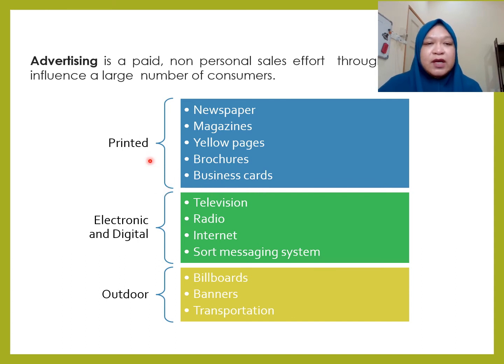We can also do advertising using electronic and digital media, using television, radio, internet, SMS, WhatsApp. And also outdoor. Outdoor, basically, we do the advertising at billboards, banners, and also transportation. Transportation means that you paste your advertising on the transport. Usually we can see it on the bus and vehicles.